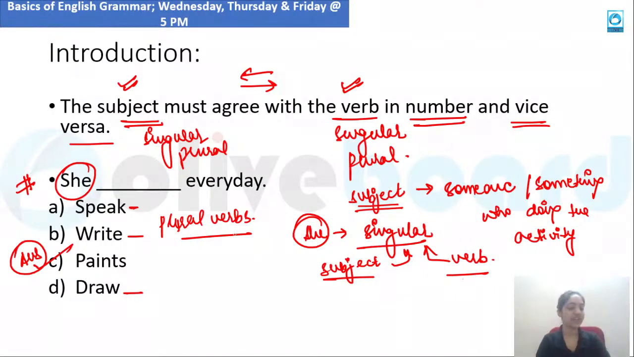So option C here was the correct answer. I have given you a trick to identify the subject of the sentence also: someone or something who is doing the action or performing the activity in the sentence. In this given sentence, she was the subject, which was a singular subject, so your verb will also be singular.